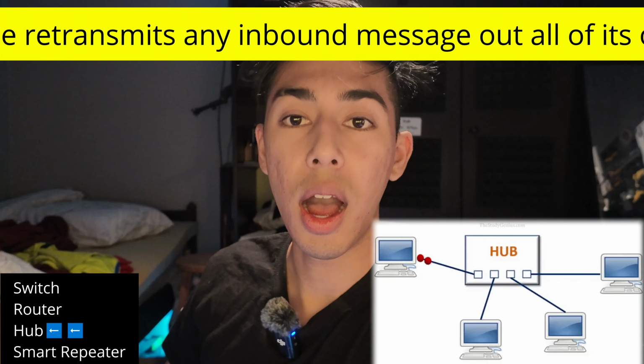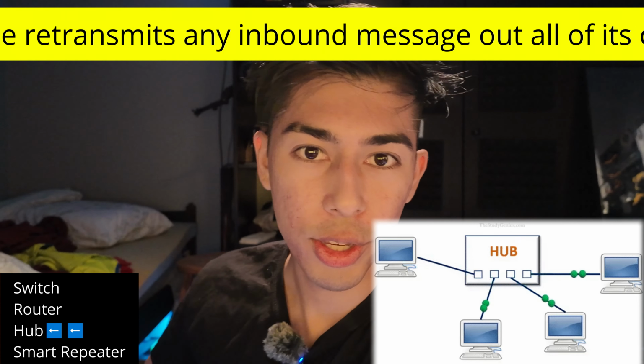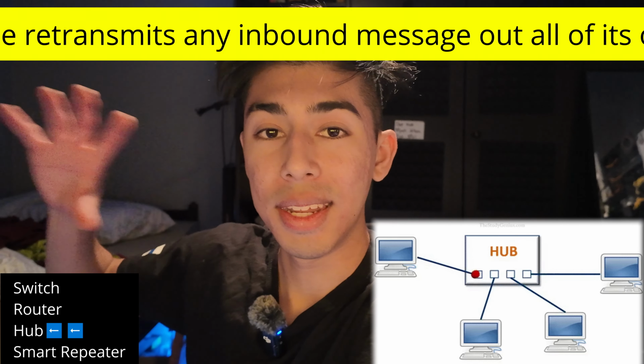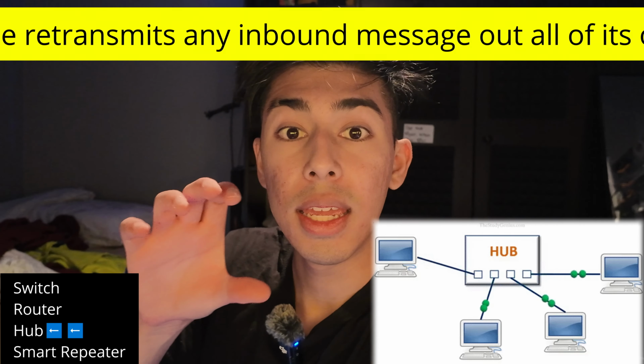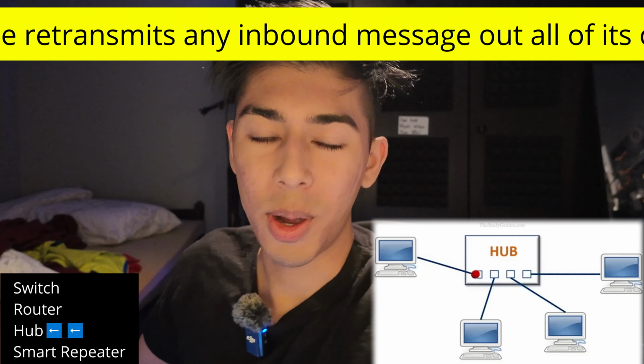This is going to be a hub. A hub repeats all inbound traffic out of all of its ports, no exception. And then it just basically checks to match the destination address with what's listed in the piece of data that you're forwarding to it. So that would be our answer. It's a hub.